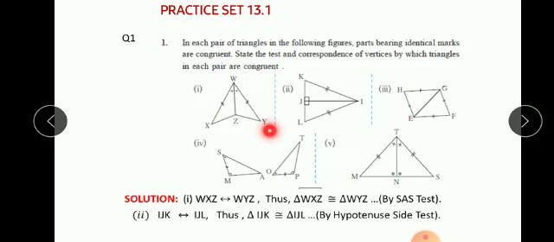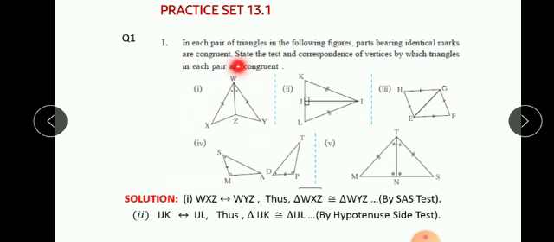Here in this figure there are two triangles, XWZ and YWZ. These two triangles are attached and one side is common, WZ is common, and the identical marks are side XW congruent to YW, and WZ common to ZW. So what to write as the solution? WXZ corresponds to WYZ.